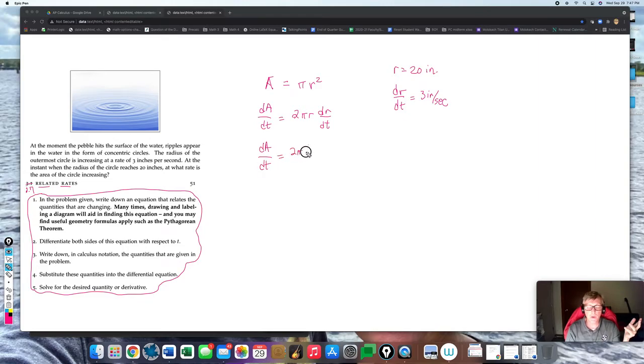We knew that our radius was 20 inches. And it's kind of like you're just rewinding the video again, right? And then dr dt is 3 inches per second.